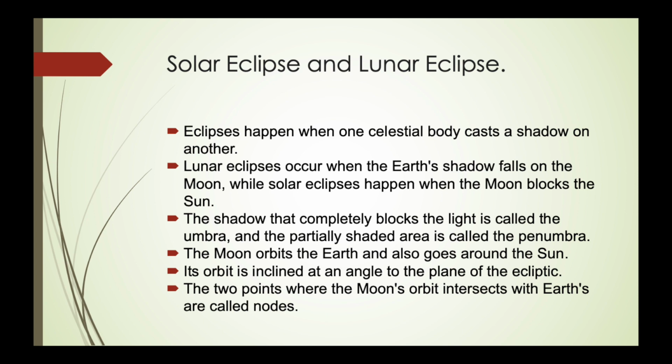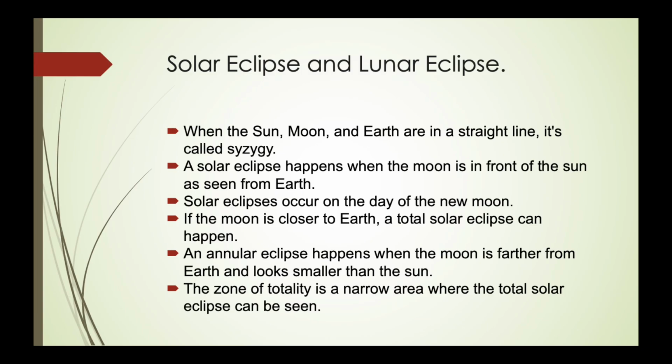Its orbit is inclined at an angle to the plane of the ecliptic. The 2 points where the Moon's orbit intersects with Earth's are called nodes. When the Sun, Moon, and Earth are in a straight line, it's called syzygy. A solar eclipse happens when the Moon is in front of the Sun as seen from Earth. Solar eclipses occur on the day of the new moon.